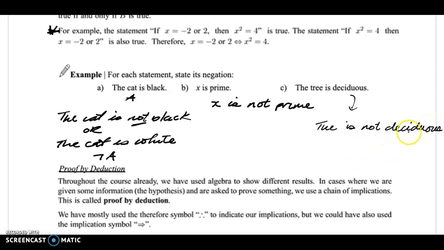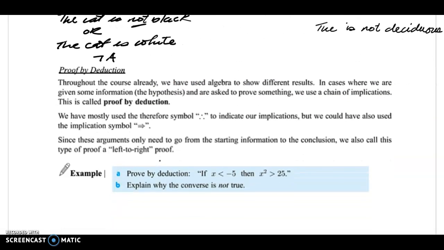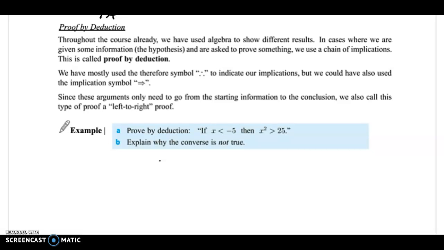Right, so the tree is not deciduous, right? So there's examples. A proof by deduction is something that you would do if we have used algebra to show a different result. So in the course of using algebra, we show that it can be done differently, right? It's a false statement, or something else is true, then showing that the original statement is false. And this is what we're going to see in this example.